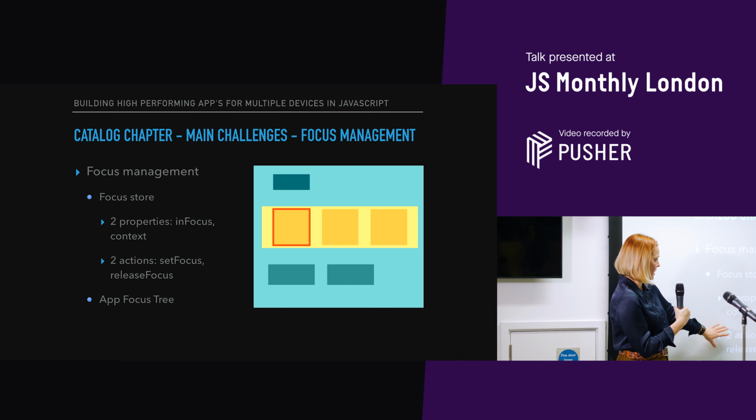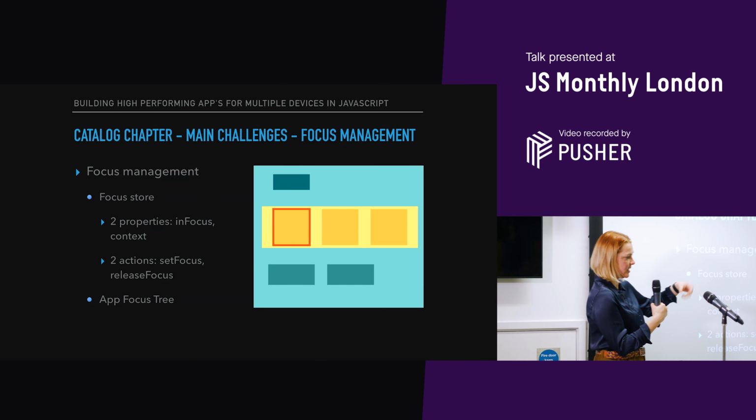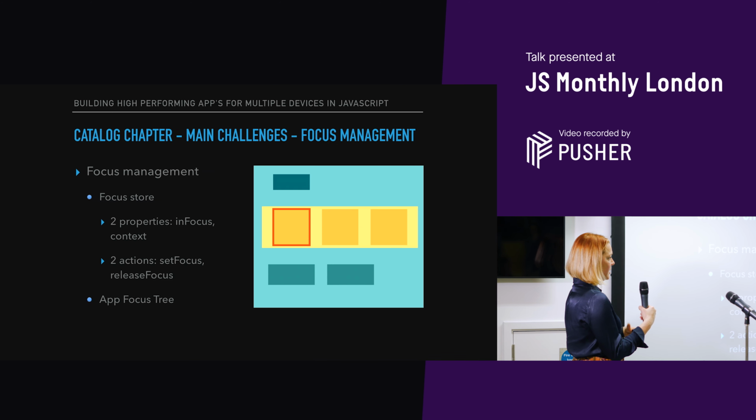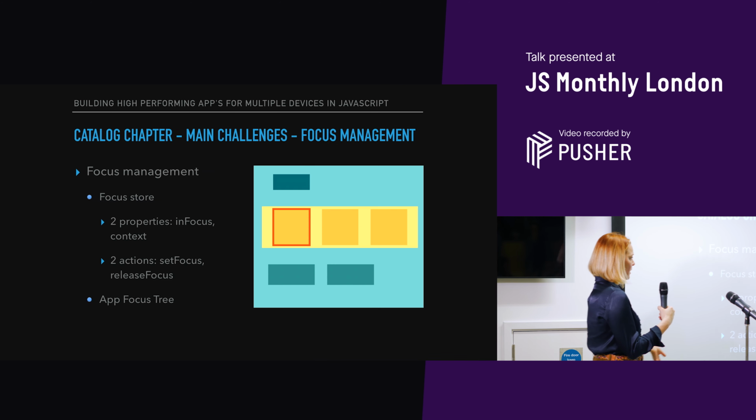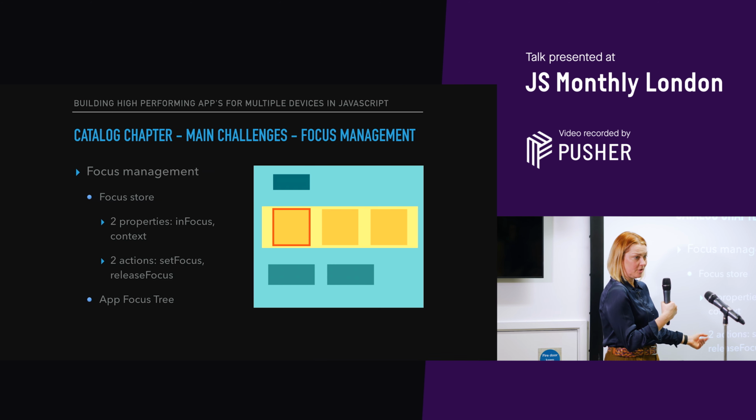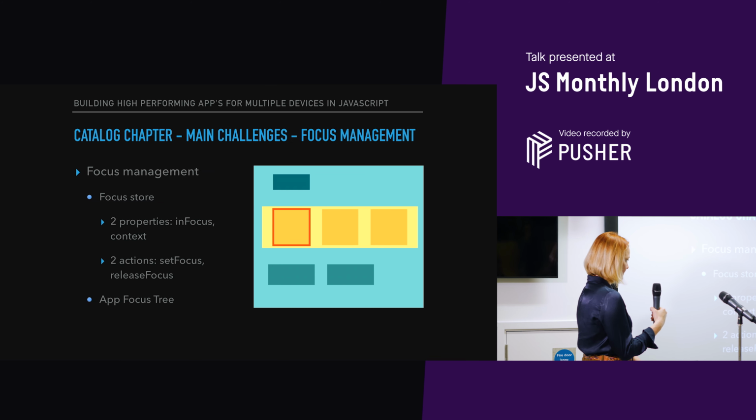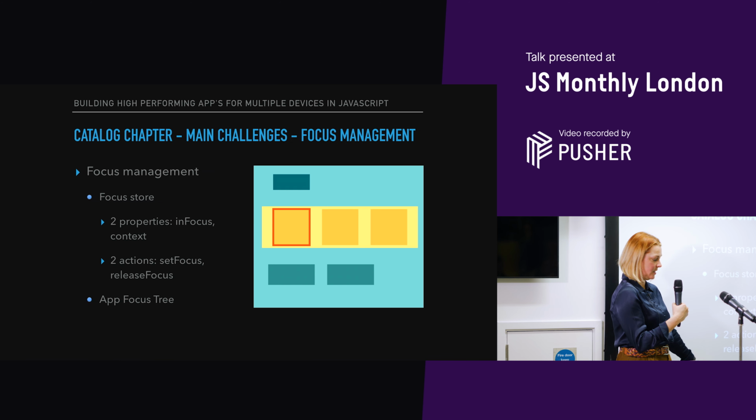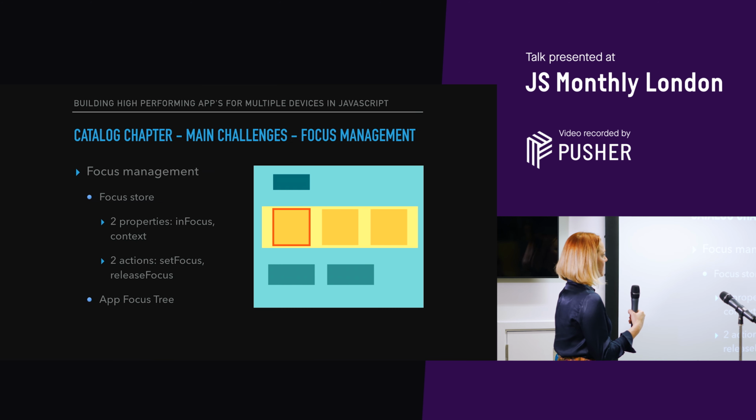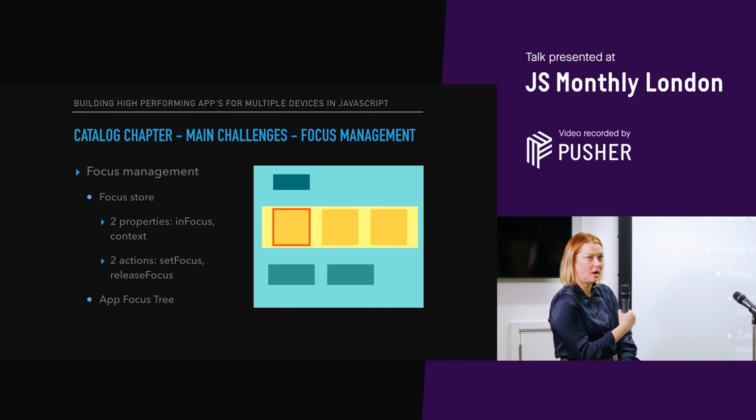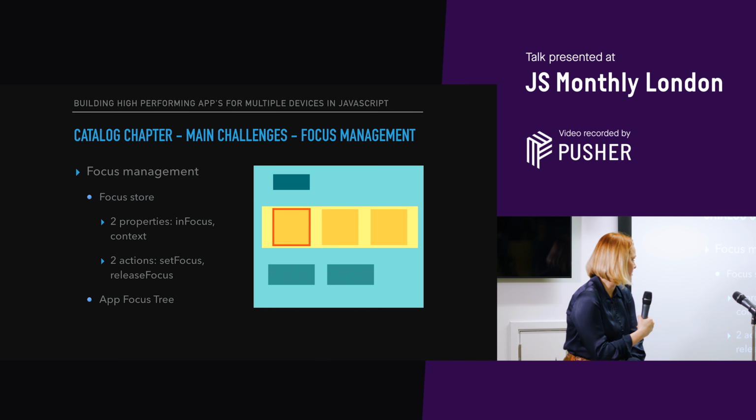And we can have two actions. Whenever we press some button, left, right, up, down, enter, and so on, we either set the focus or release the focus. Besides that, we have a map of our focusable components. We call it the app focus tree. I can show you later if anyone is interested in that.